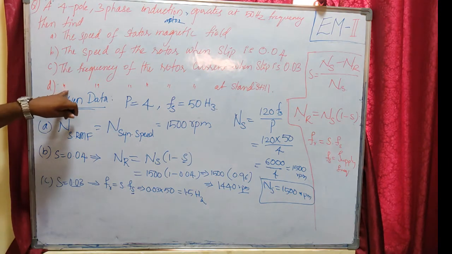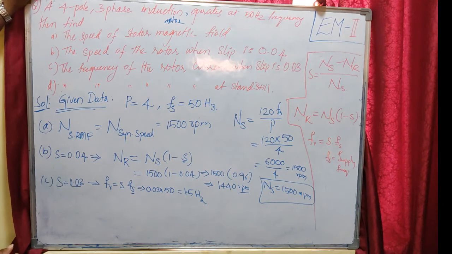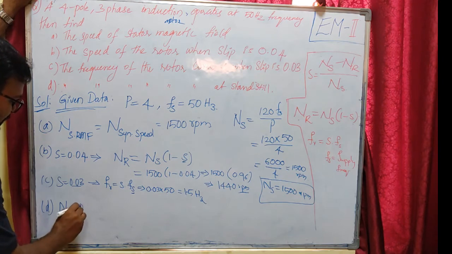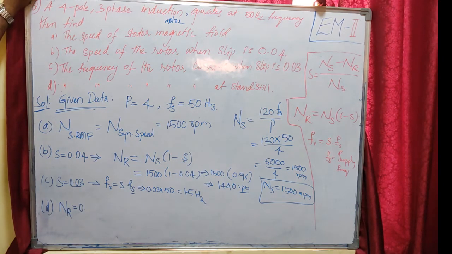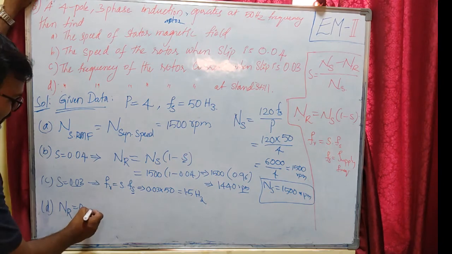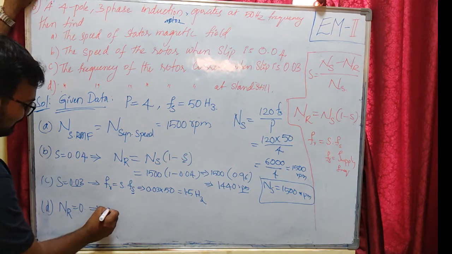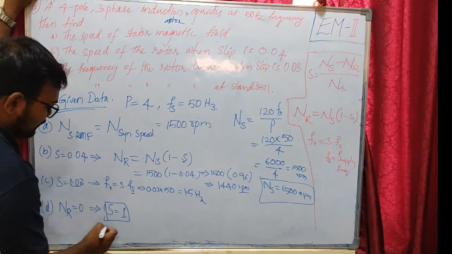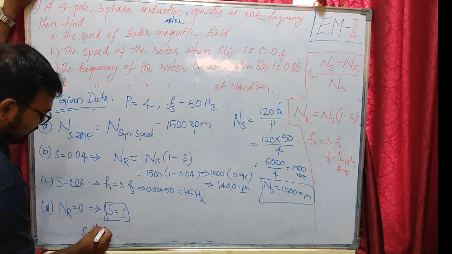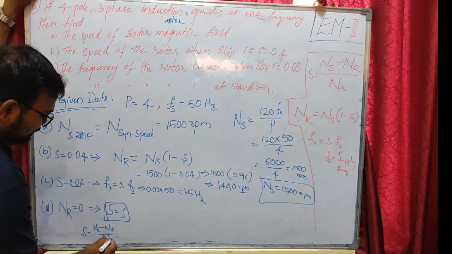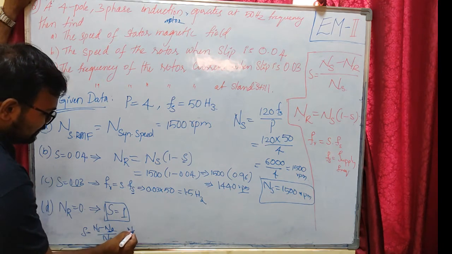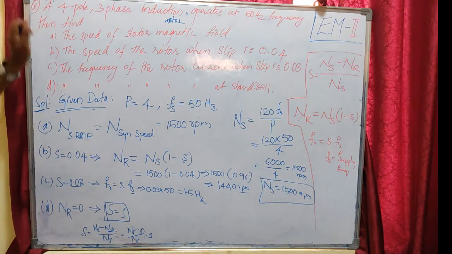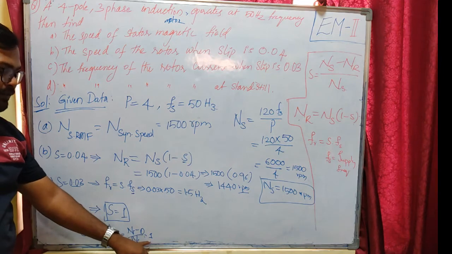Now the last one, the frequency of the rotor current at standstill. Standstill means when Nr equal to 0, there is no rotation. At standstill, that means at the starting, there is no rotation, Nr equal to 0. That means at Nr equal to 0, the value of slip S will be 1. You can write S equal to (Ns minus Nr) by Ns. If you substitute Nr equal to 0, Ns minus 0 by Ns equals Ns by Ns, which is 1. So at standstill, that is Nr equal to 0, our slip value will be 1.